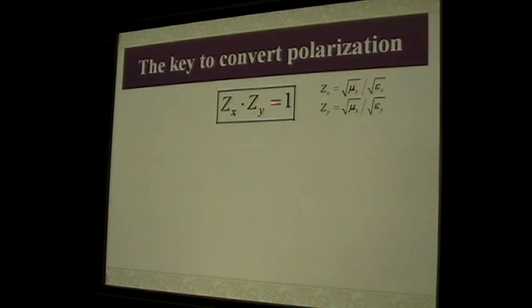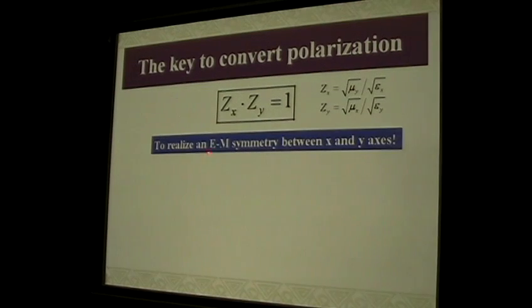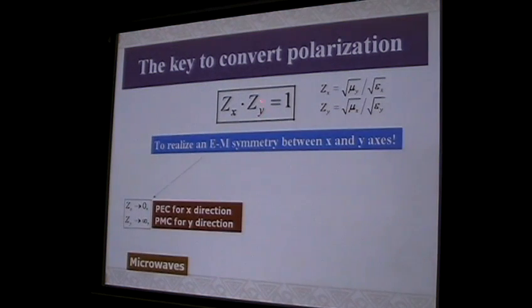Now, let me remind you that Zx and Zy are just the impedances along two directions. So that means if you want to convert the polarization on reflection, you have to realize a sort of EM symmetry between the two axes. For the microwave regime, where we have PEC, this condition is actually very easy to realize.